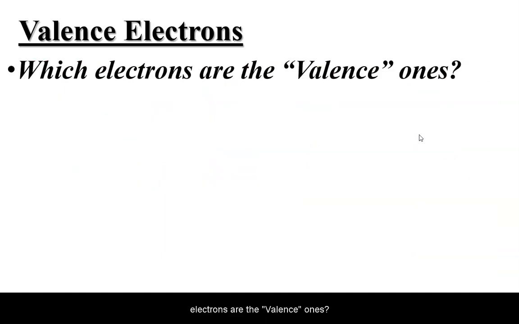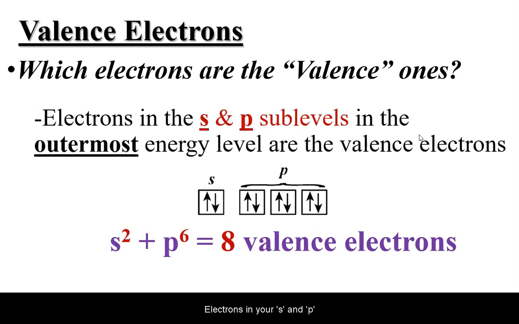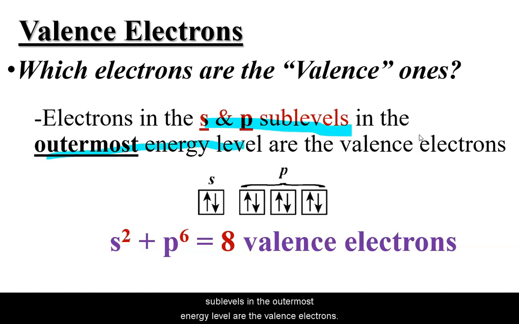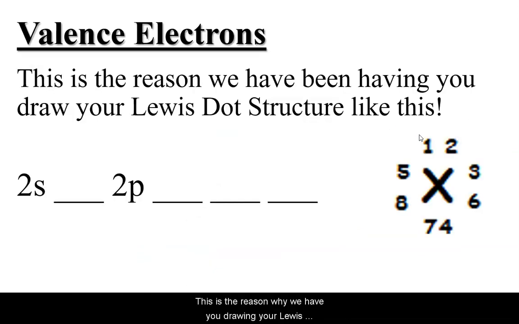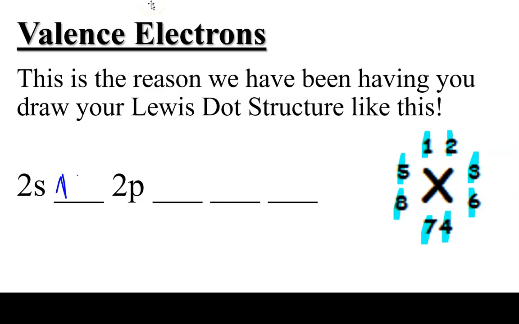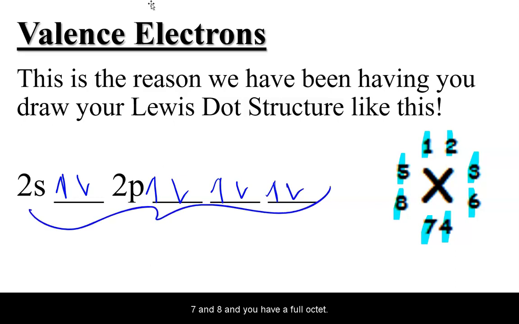So how do we know which electrons are the valence ones? Electrons in your s and p sublevels in the outermost energy level are the valence electrons. Remember, you have 2 electrons to fill up your s level and 6 electrons to fill up your p level, which gives it 8 total. This is the reason why we have been having you draw your Lewis dot structures like this. We go 1, 2, 3, and down here's 4, 5, 6, 7, and 8. And you've got a full octet.